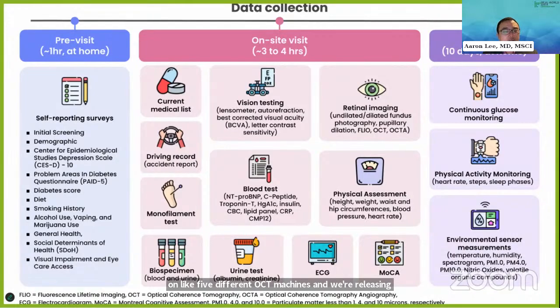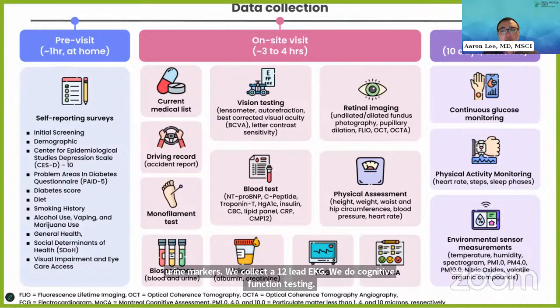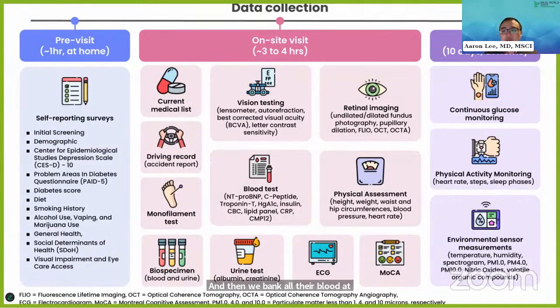We collect a whole bunch of different blood tests and urine markers. We collect a 12-lead EKG. We do cognitive function testing, and then we bank all their blood at UAB. One of the parts of the protocol that's really interesting is that we also collect data at home. We ask them to wear a continuous glucose monitoring device and a fitness tracker, and then we have a custom-built environmental sensor that measures things like pollution levels inside people's homes.